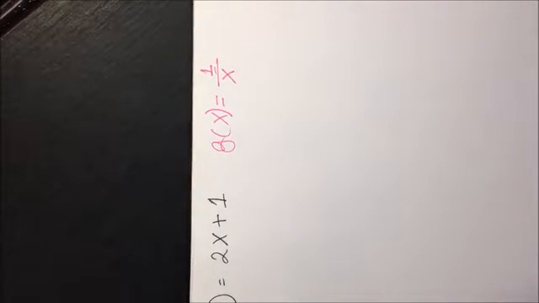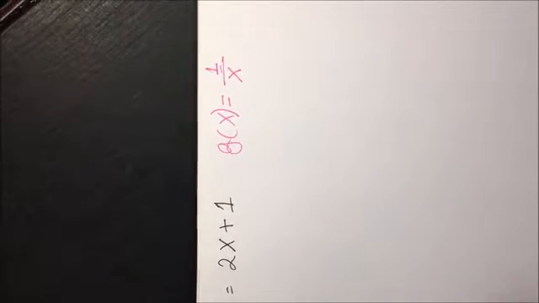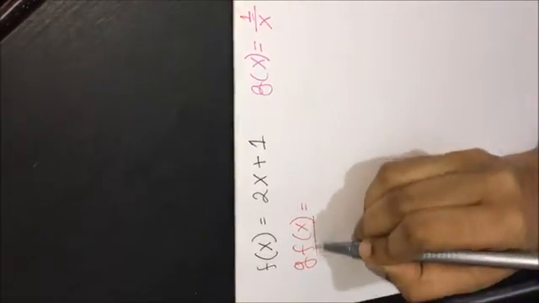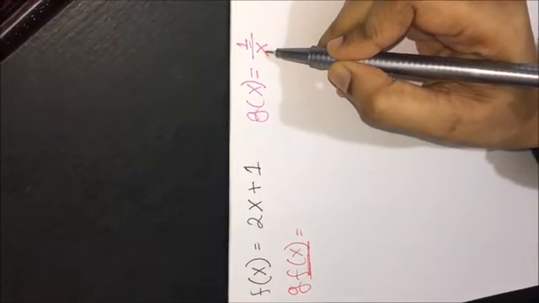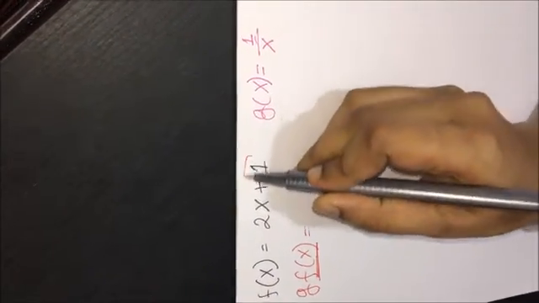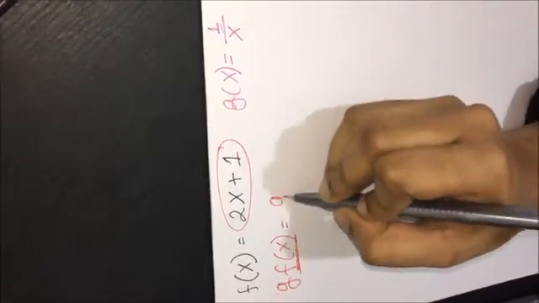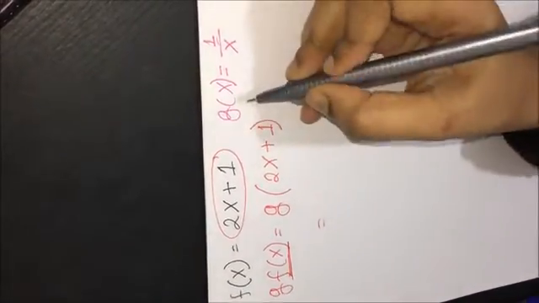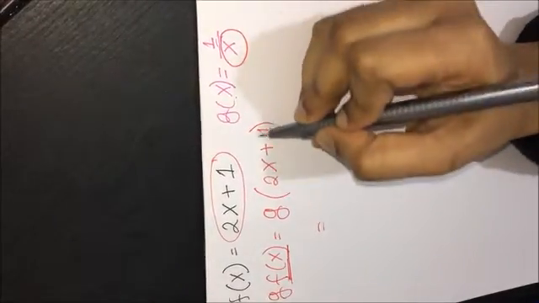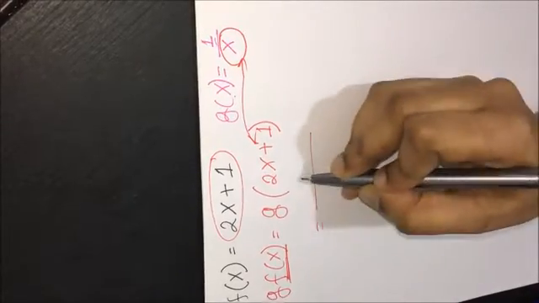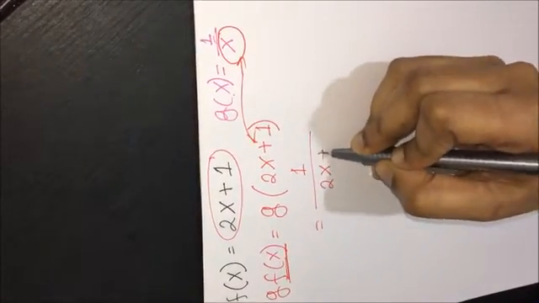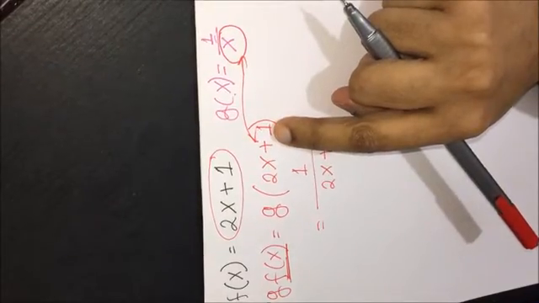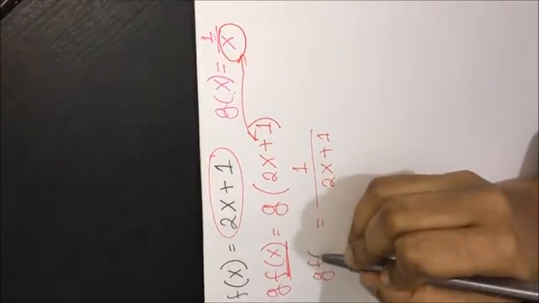If I'm trying to find out g(f(x)), how do you find out g(f(x))? I'm going to plug in the f(x) value into g(x). So what is my f(x)? It is 2x plus 1. So I'm basically trying to find out g of 2x plus 1. I'm going to replace the x of g(x) by 2x plus 1. So my value should be 1 over 2x plus 1, because I'm replacing this x of g(x) with 2x plus 1. That's the answer of g(f(x)).